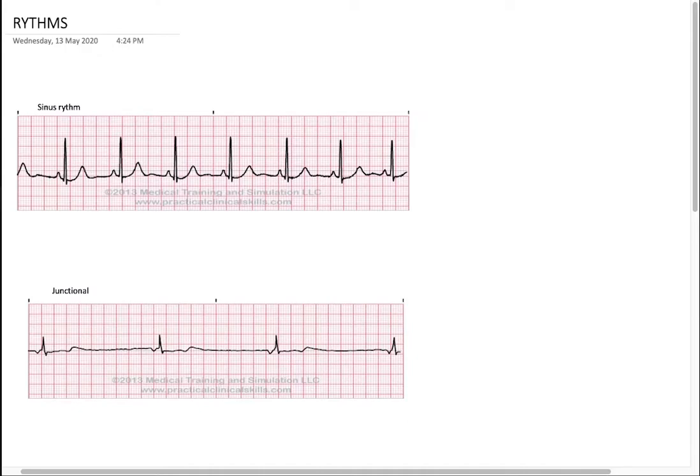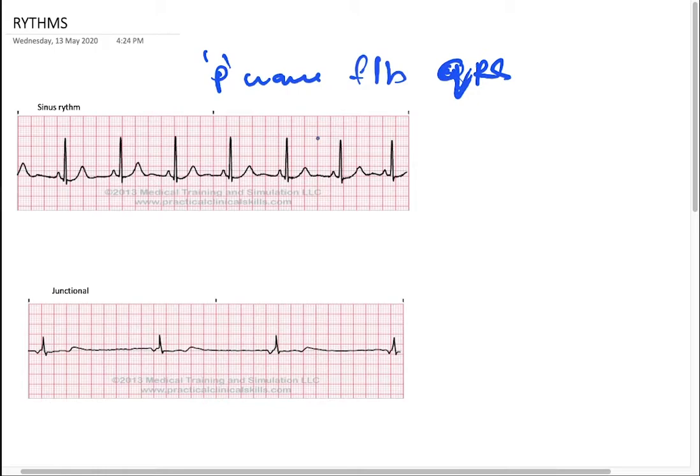Coming to the rhythms, this is how a normal sinus rhythm looks. As you can see in the graph, the atrial depolarization P wave is followed by a QRS, that is ventricular depolarization, then followed by a T wave, that is ventricular repolarization. If a P wave is followed by a QRS wave, then it's called a sinus rhythm. This is normally how an ECG should look.